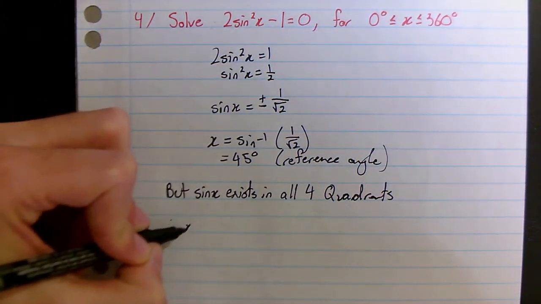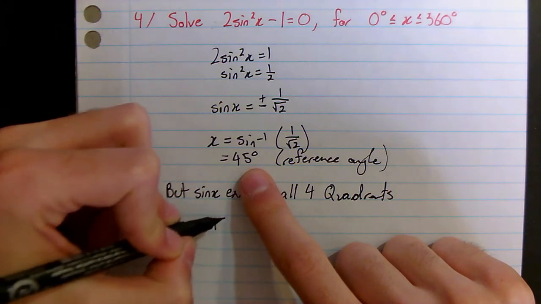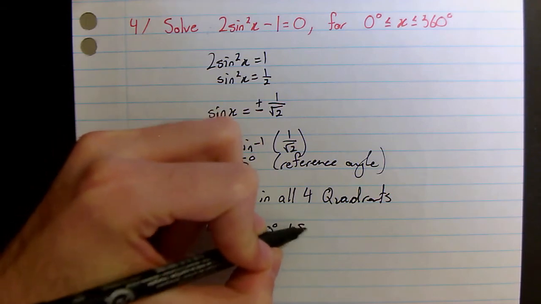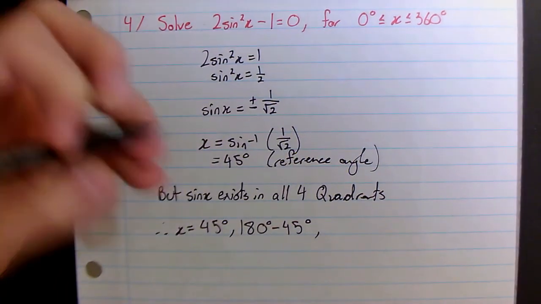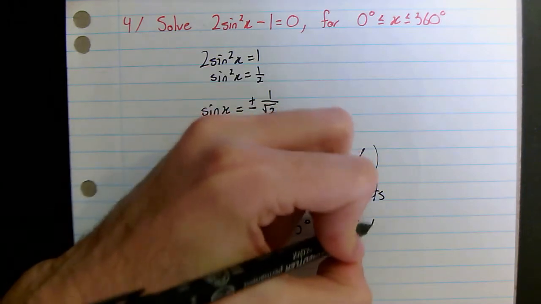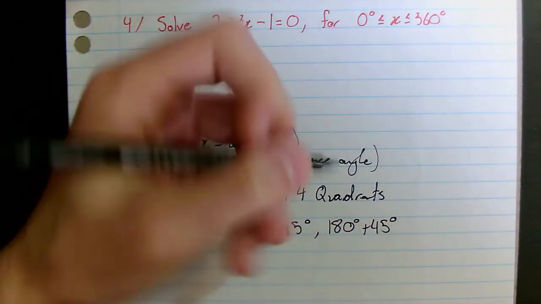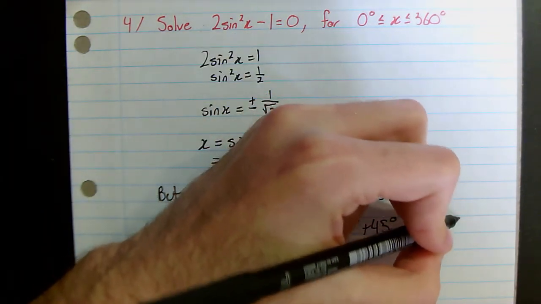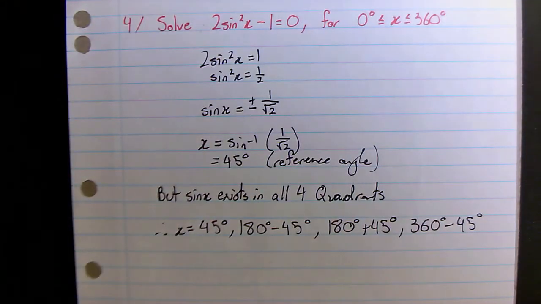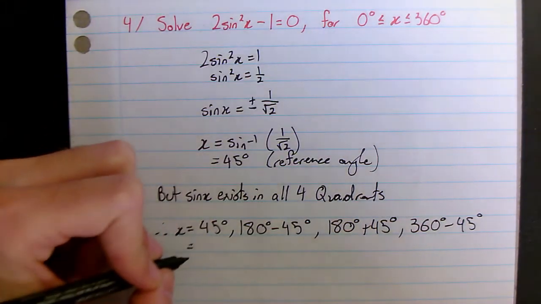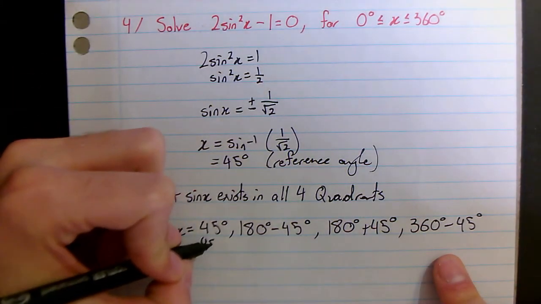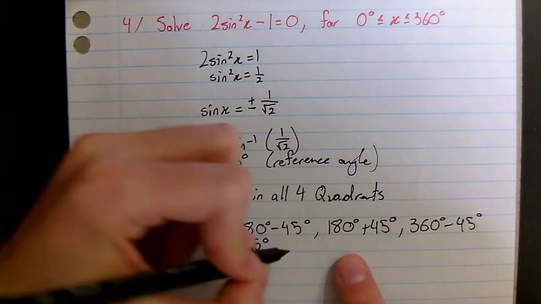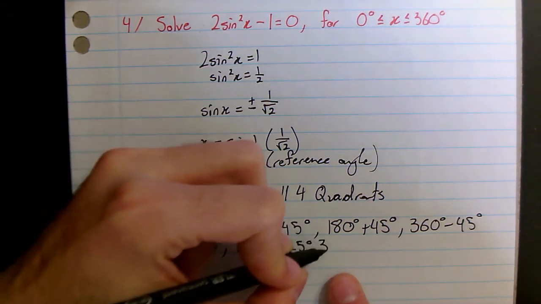So therefore, x is equal to, in the first quadrant, just theta, so 45 degrees. In the second quadrant, 180 minus theta, so 180 minus 45. In the third quadrant, it's 180 plus 45 degrees. And in the fourth and final quadrant, it's 360 minus theta, so 360 degrees minus 45 degrees. Just by solving these, it's going to be 45 degrees, 135 degrees, 225, and 315.